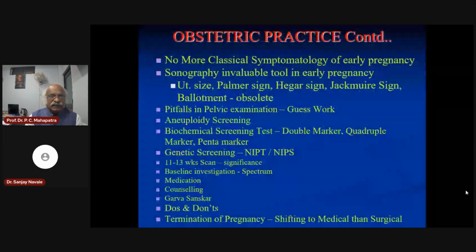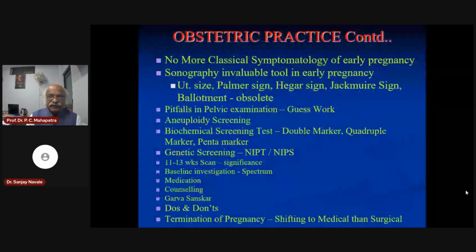Then the second important aspect is screening. Aneuploidy screening is routinely performed now in pregnancy. Gone are the days when the concept was that aneuploidy screening is necessary only in elderly women. As age advances beyond 35-40, the incidence of aneuploidy is more, and genetic abnormalities like Down syndrome are more common. Now the concept has changed. It can be found in a younger age group. So aneuploidy screening has become a real part of antenatal care.